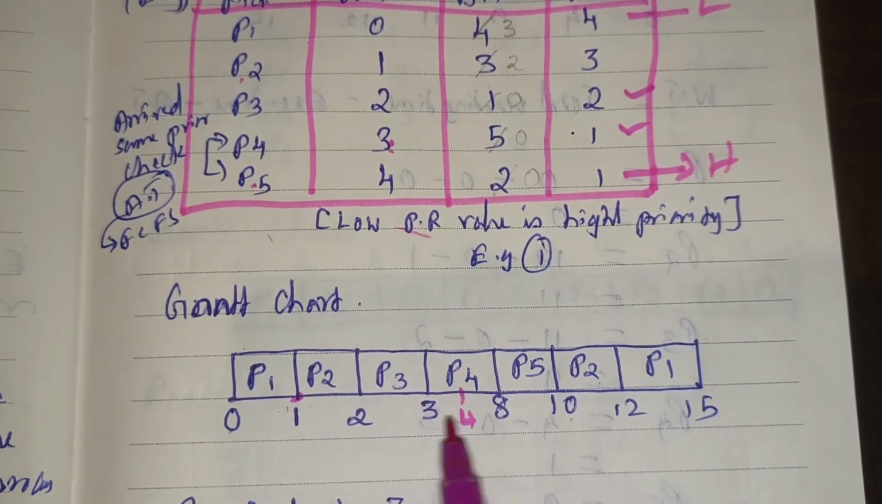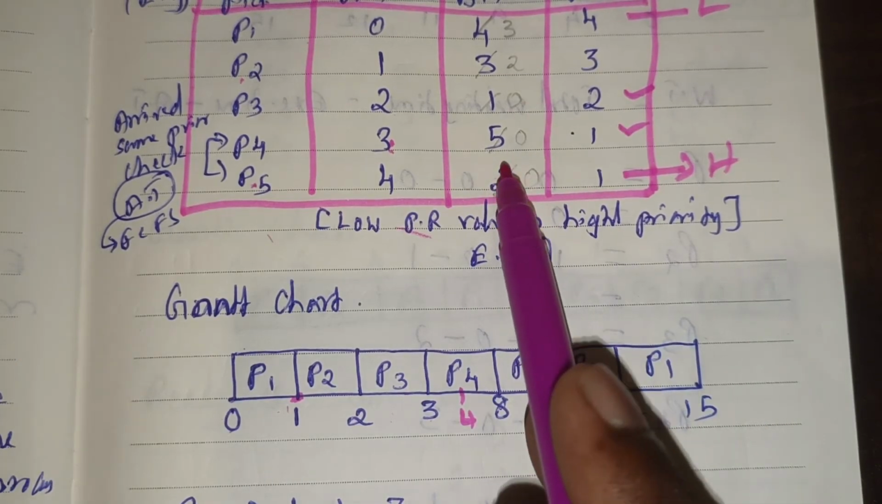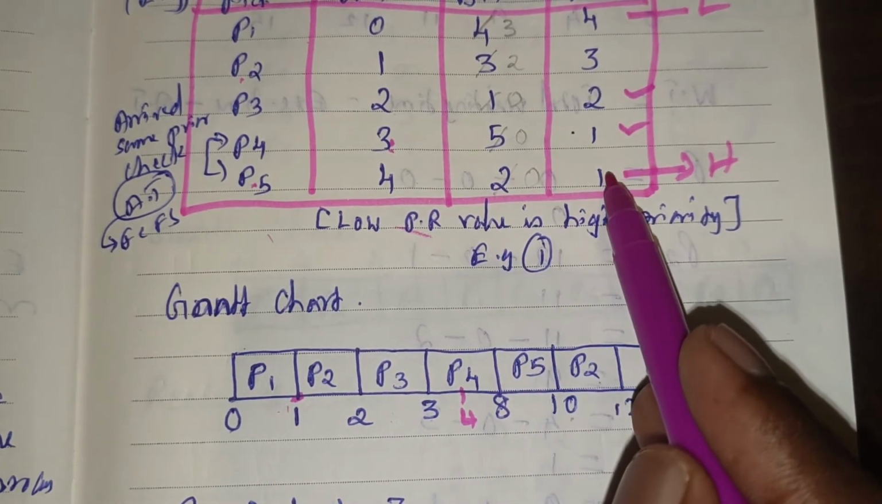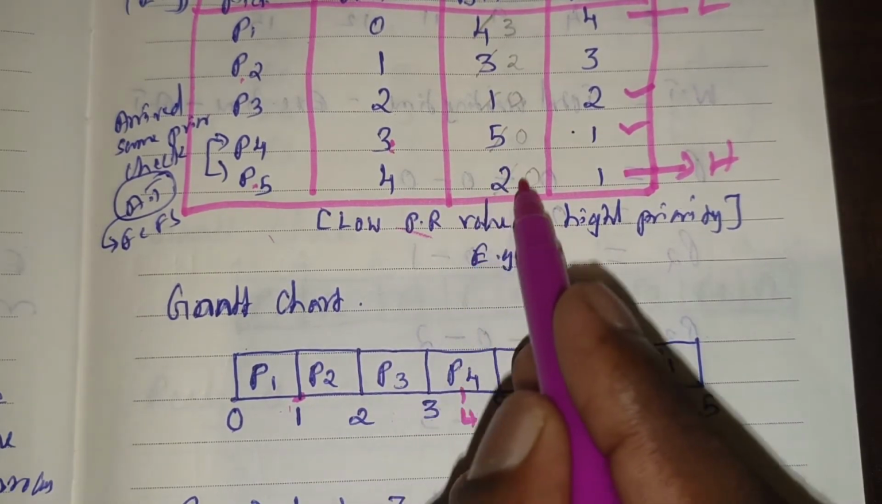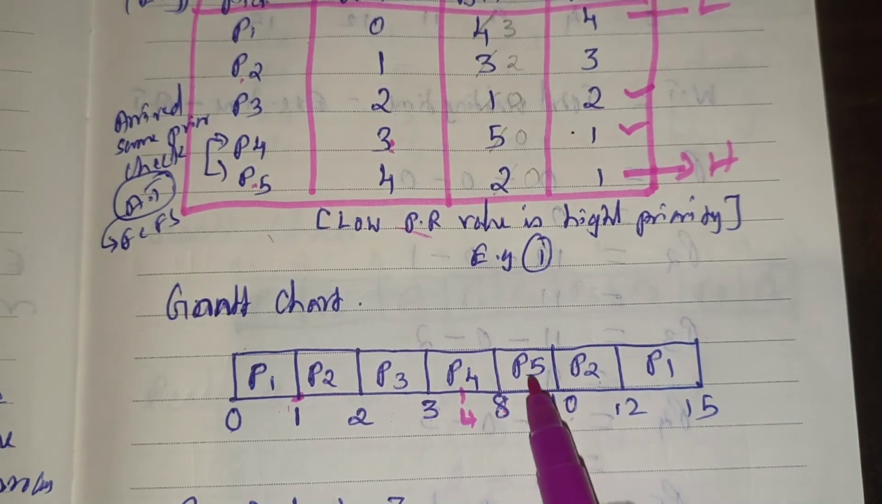P5 has already arrived at 4. So what is the burst time for this? Burst time is only 2. So the highest priority P5 is coming inside. P4 has already ended at 8. So 8 plus the burst time for P5, which is 2. 8 plus 2 is 10. It is completing exactly at 10.